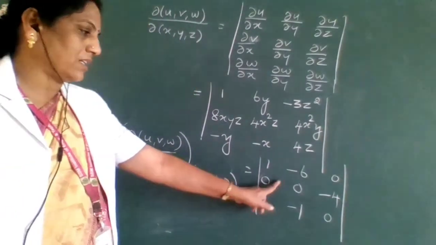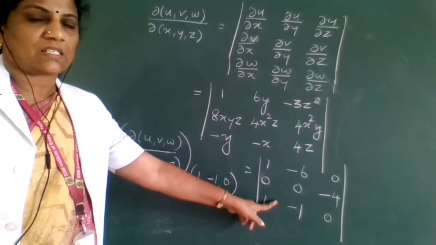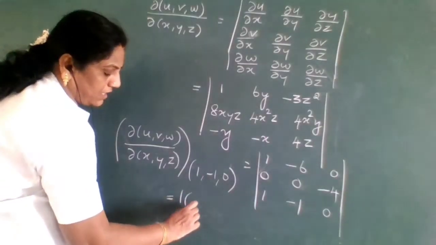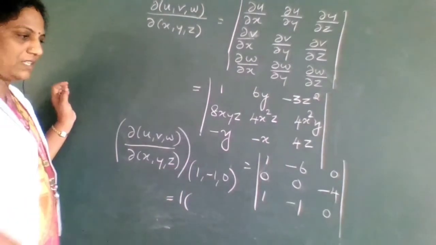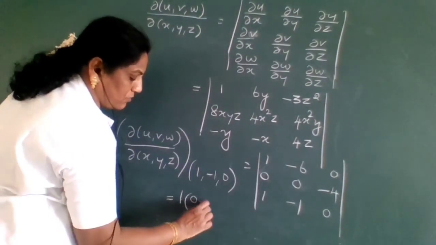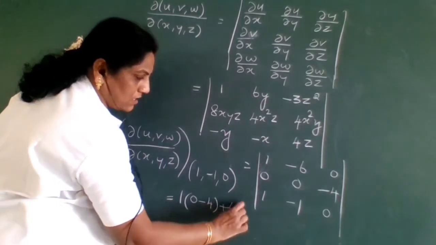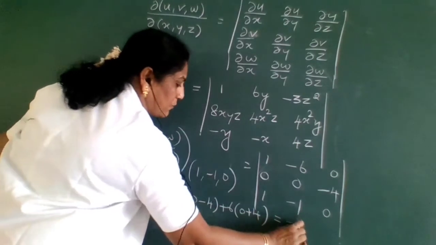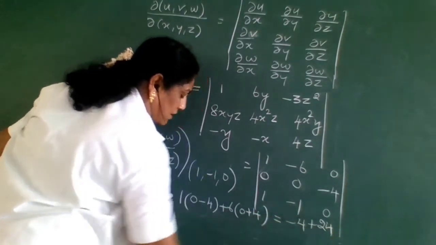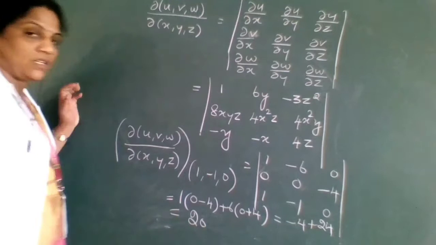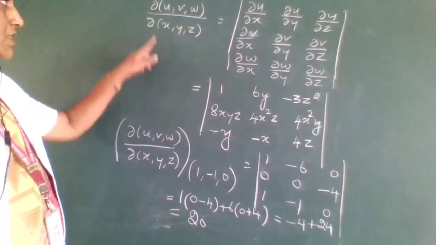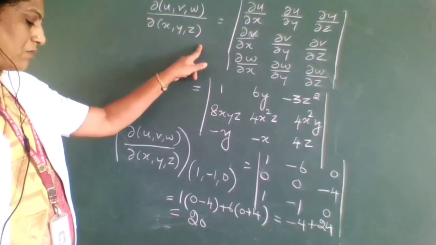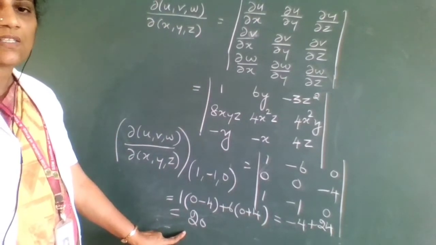So we have to find the determinant value of this 3 cross 3 matrix. That is equal to 1 times the determinant value. First, we find the determinant value: 1 times (0 minus 4) plus 6 times (0 plus 4). Therefore, that is minus 4 plus 24. The answer is 20. The final answer is 20. So the Jacobian ∂(u,v,w)/∂(x,y,z) equal to 20. This is the answer.